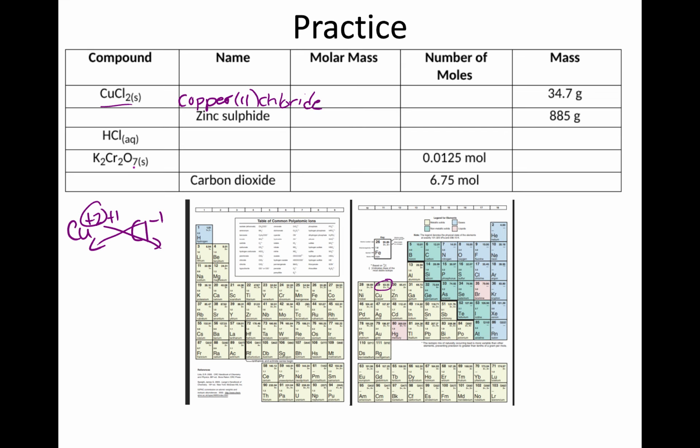Now, in terms of molar mass, this compound means there's 1 copper and 2 chlorine. So we would get the values: 1 copper is going to be 63.55, chlorine is 35.45, but this one needs to be multiplied by 2, and then add them all together.